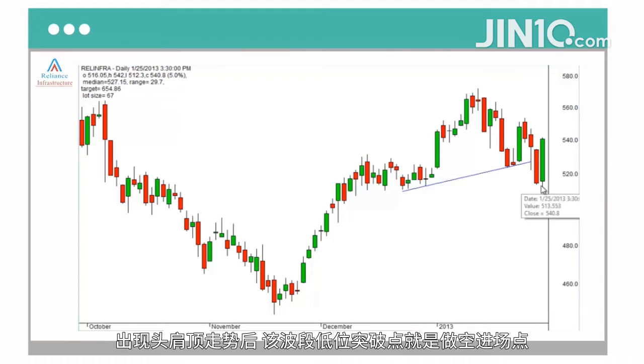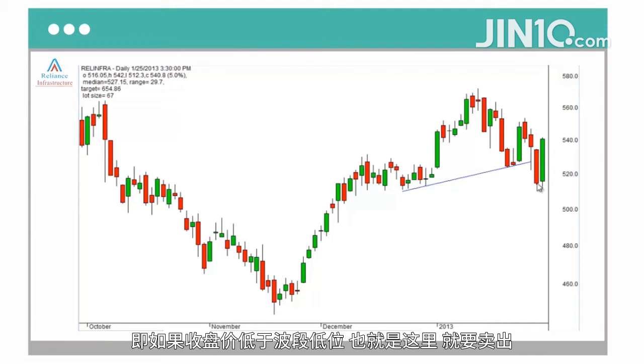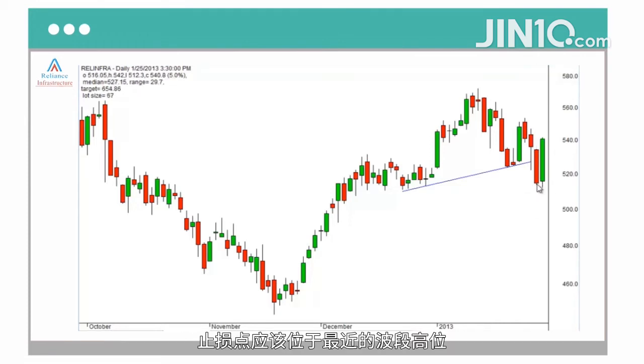After you get a head and shoulders pattern, the swing low breakdown is going to be a short entry. So as soon as we close below the swing low, that's over here, that's where you will sell. And your stop loss is going to be at the latest swing high. Let me mark that with, say, a red. Now that is going to be your swing high mark.